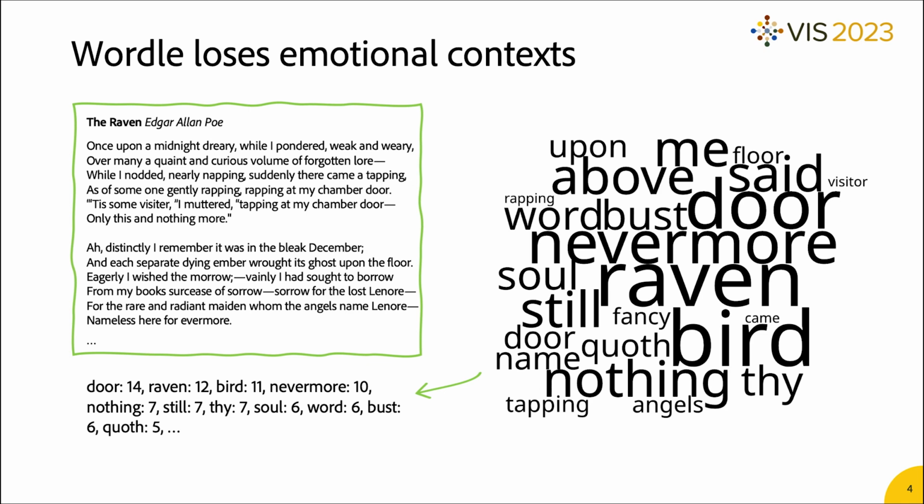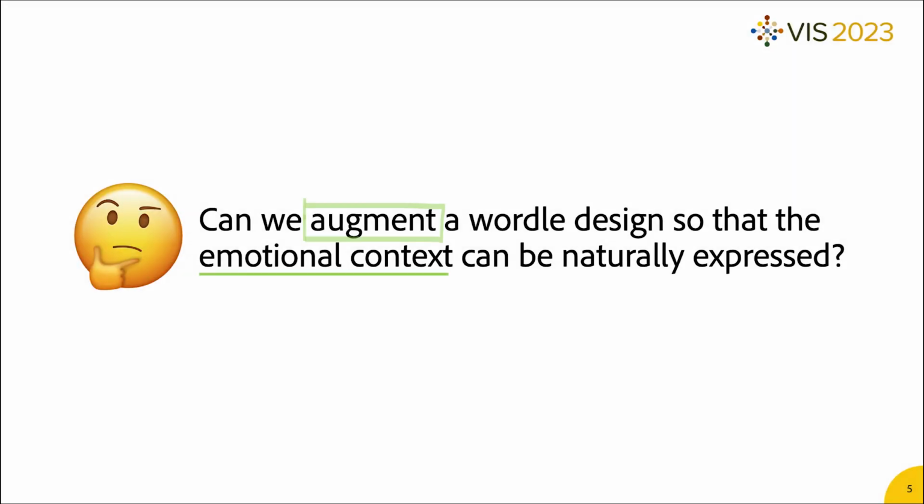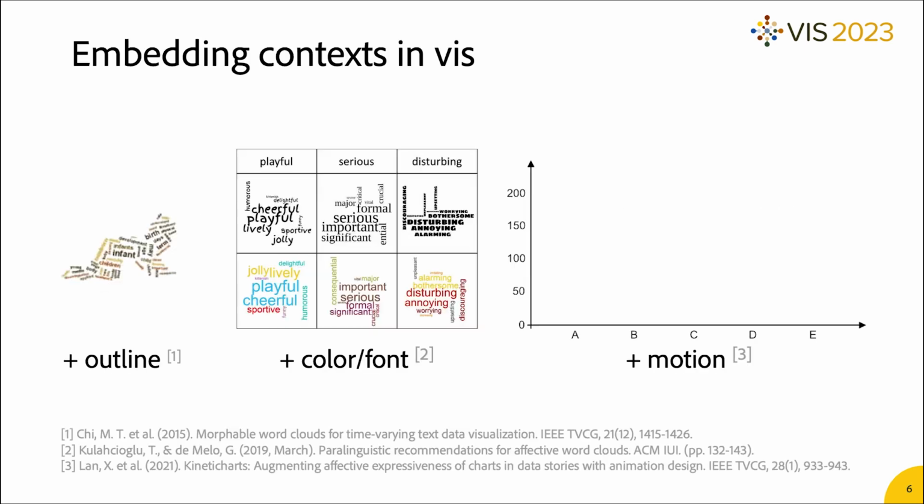the original text. So we asked, can we augment the wordle design so that the emotional context can be naturally expressed? Like when someone sees it, they just know the emotion without going into details, just the way we interpret a painting or music.